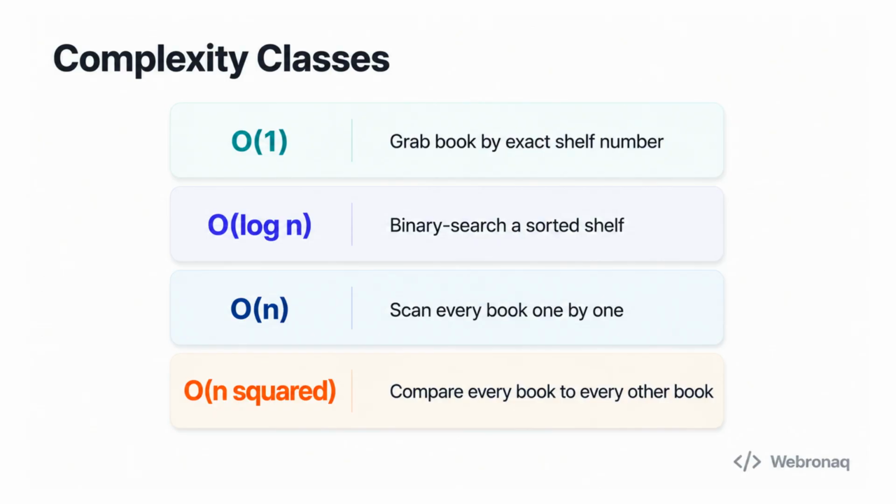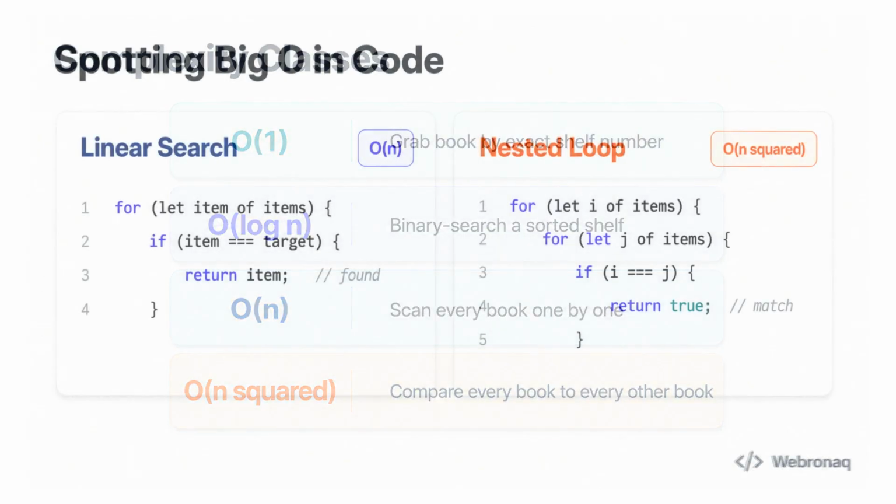O of n, linear time, means scanning every book one by one until you find yours. Double the books and you roughly double the work. And O of n squared, quadratic time, means comparing every book against every other book. For 1,000 books, that is 1,000,000 comparisons. The library analogy stays the same on every slide, so keep these four shapes in mind as we move to real code.